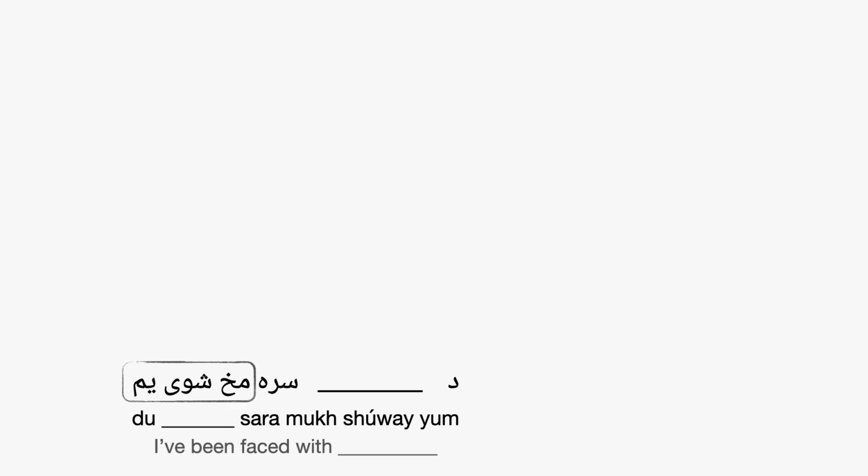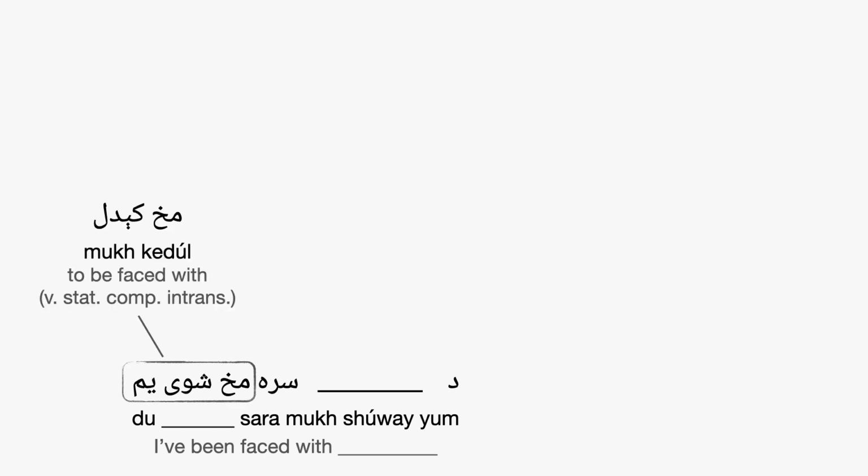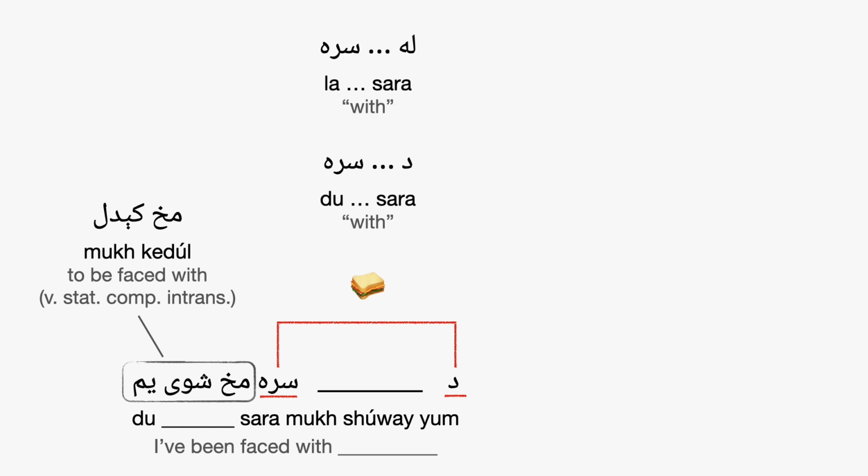And so the verb here is makhshewayam, which is the perfect form of makhkidal, but we're not so worried about that. That just means to encounter or to come face to face with. But what we're looking at in this video is the pattern da and sara, which is a sandwich that we use to talk about being with something. Da blank sara. Now, some people say for the standard written Pashto, it will be la blank sara, but this poet here says da sara, so we'll use that version of the sandwich.